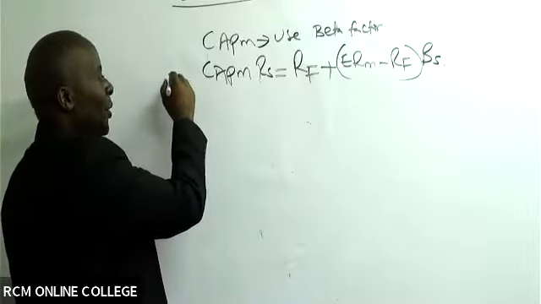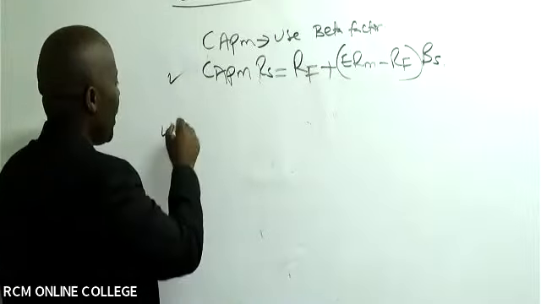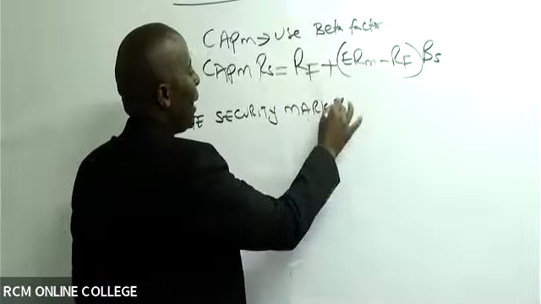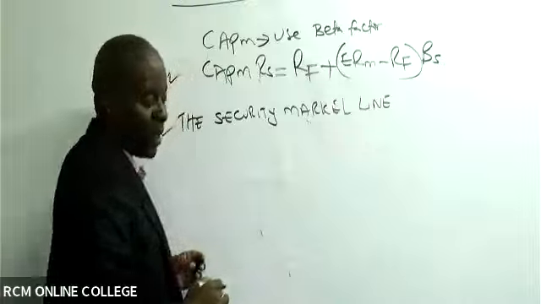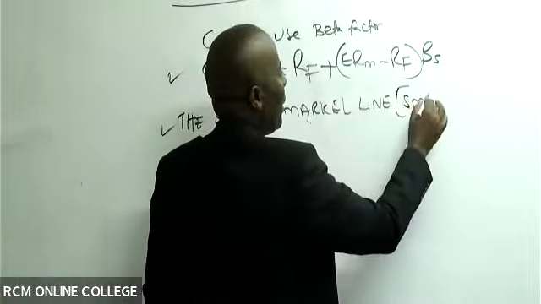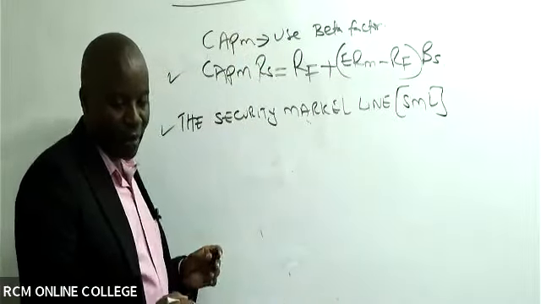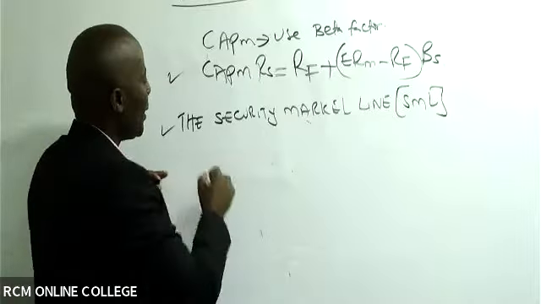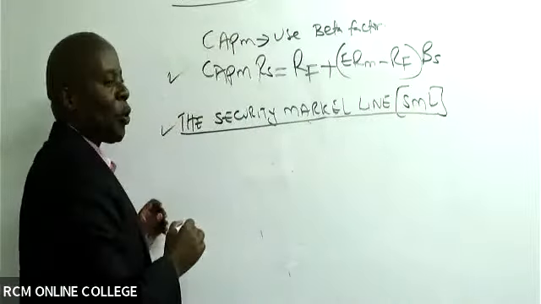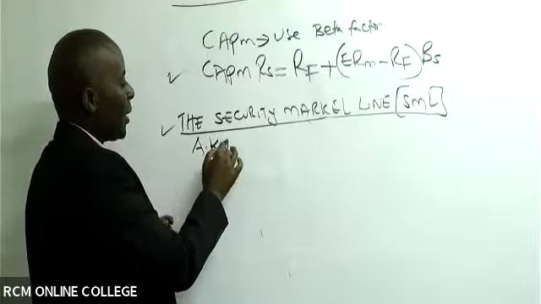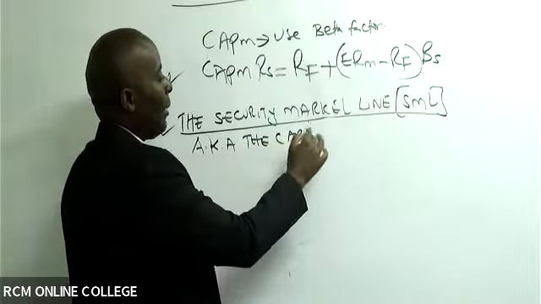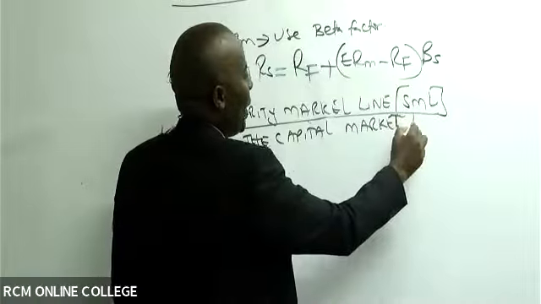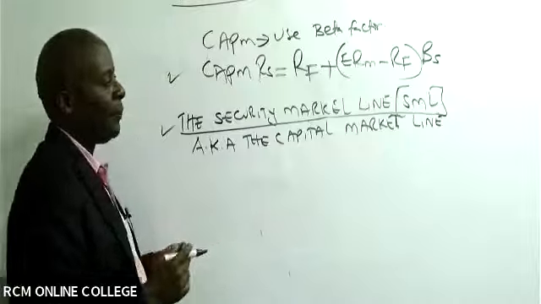So today, under portfolio management, we're going to look at what we call the security market line, SML. The security market line, SML. So let me tell you very fast that this is also known as the capital market line. The capital market line, CML, not CAPM, but CML.